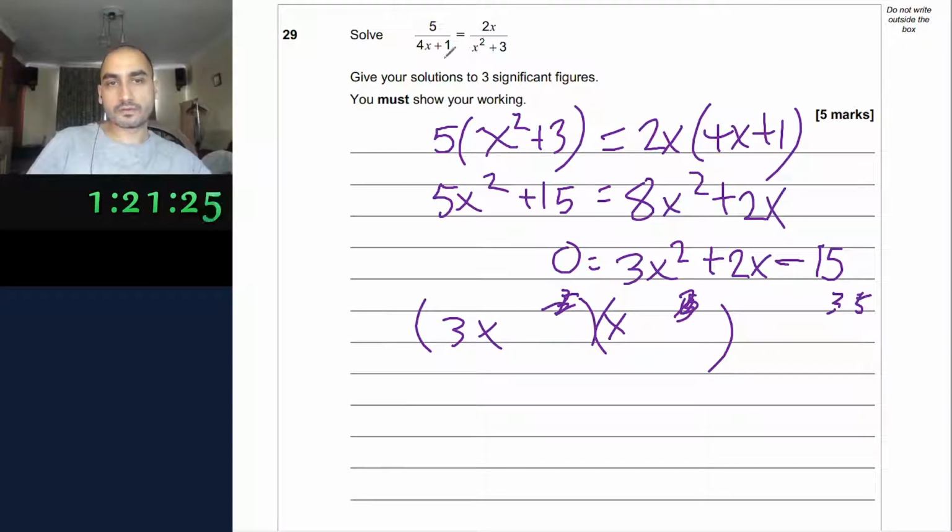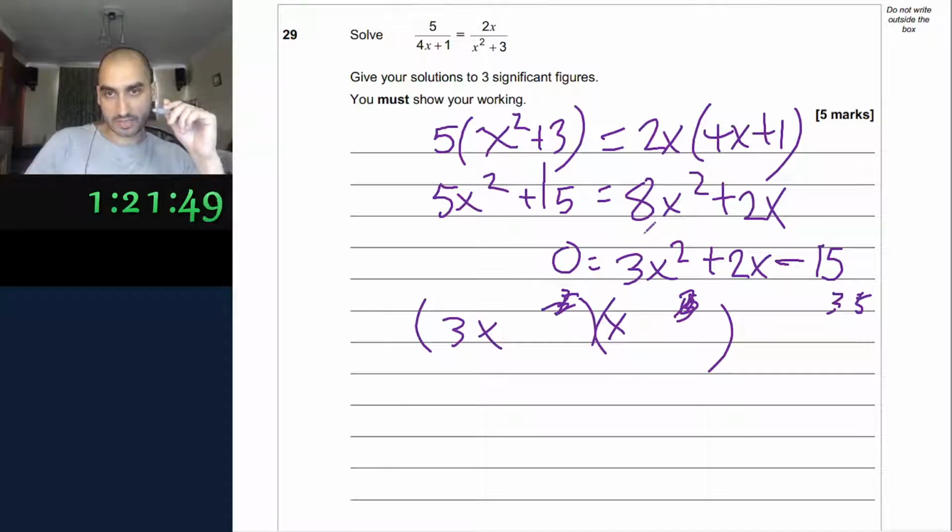5x squared plus 3 equals 2x times 4x plus 1. 5x squared plus 15 equals 8x squared. Oh, we're not supposed to factorize it. Okay, it's not an issue. They're checking me, you know, the quadratic formula. Okay, let me just double check it anyway.